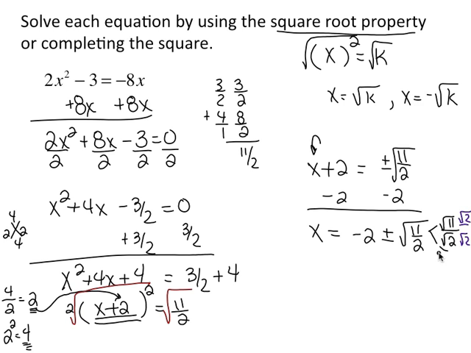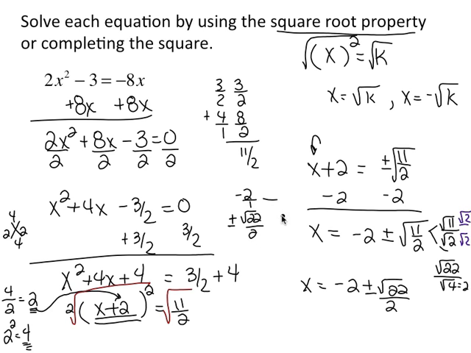Because now when I multiply the top, I'm going to get the square root of 22. And when I multiply the bottom, I'm going to get the square root of 4, which simplifies to 2. So now we have x is equal to negative 2 plus or minus the square root of 22 over 2. And then we're still not done with this problem, because we have to write a common denominator for these. So we need to write it as a single fraction. So we have negative 2 plus or minus the square root of 22 over 2.